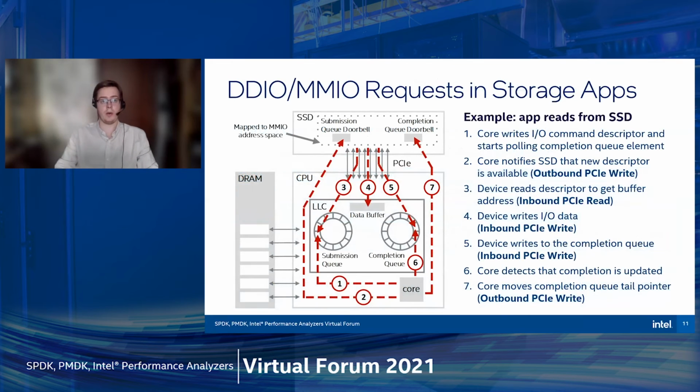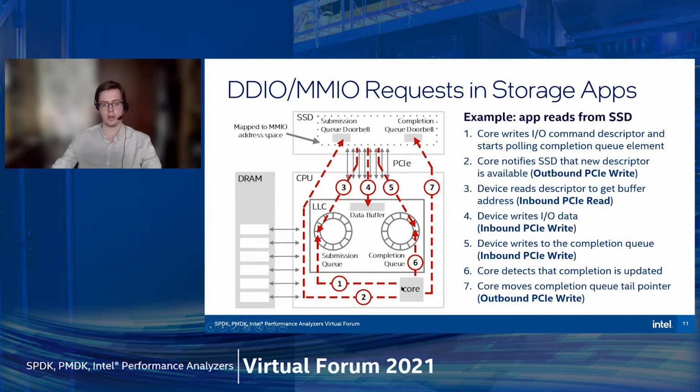And let's see how these DDIO and MMIO requests are utilized in, for example, storage applications. So in this example, we're looking at some storage application that makes pure reads from an NVMe drive. So we have here a CPU with the DRAM, and in memory we have 2 queues for submission and completion, and these queues are cached in the local L3. We have a data buffer where we expect the data to arrive.